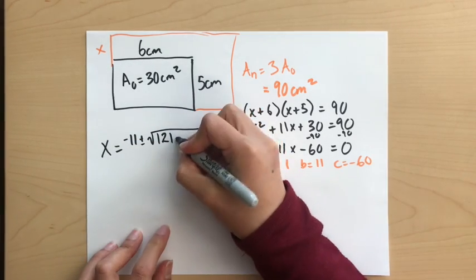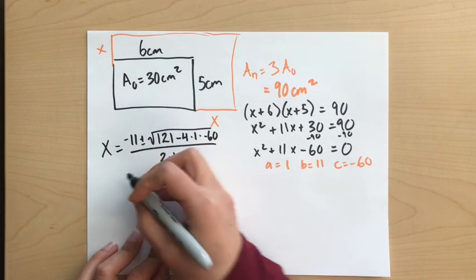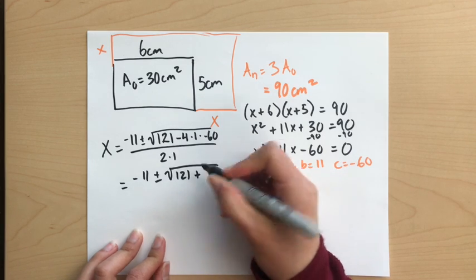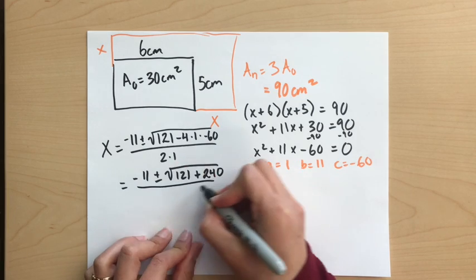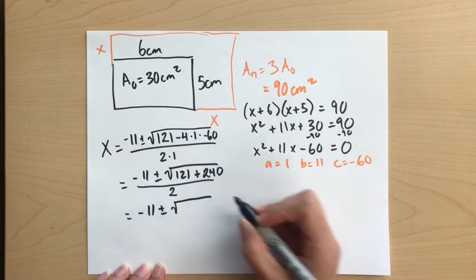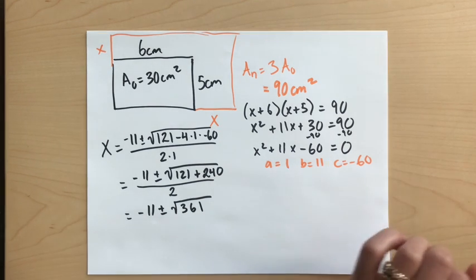I'm going to plug this all into the quadratic formula, so I end up with negative b, which is negative 11, plus or minus the square root of 11 squared, 121, minus 4 times 1 times negative 60, and this is all over 2 times 1. 4 times 60 is 240, right? And they're both negative, so I end up with a plus 240. And if I finish solving, I end up with 361 inside that square root.